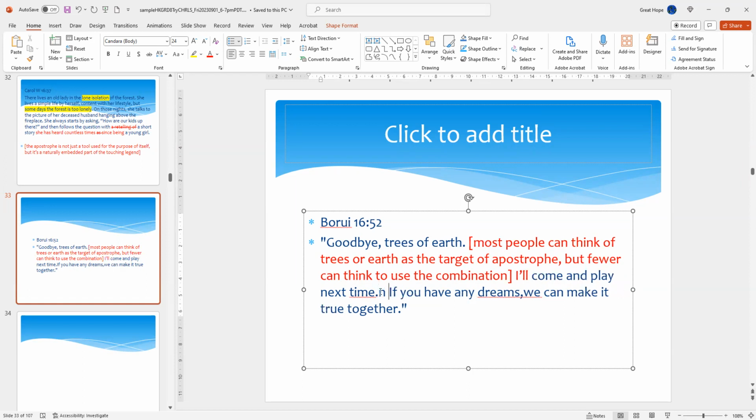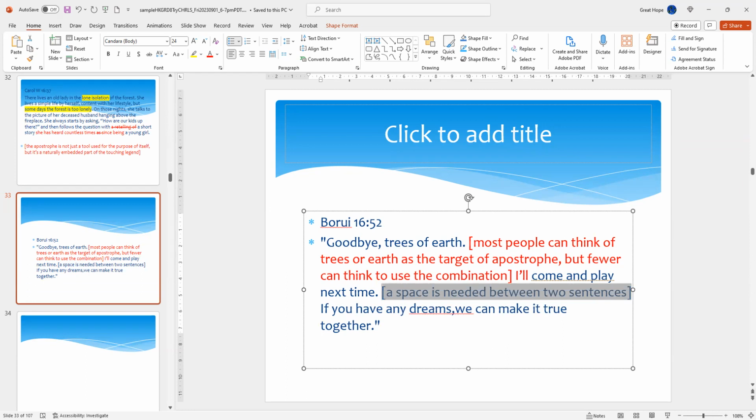And also remember, after the period, you always need a space. You don't just put the period and immediately another letter. You know what I mean? Bari, yeah, you understand? Here we need a space. After the period and before the next sentence, you need a space. All right? A space is needed between two sentences. That's something you have to truly understand.